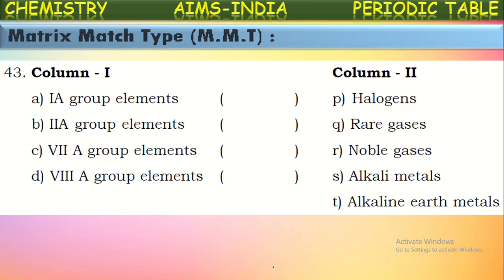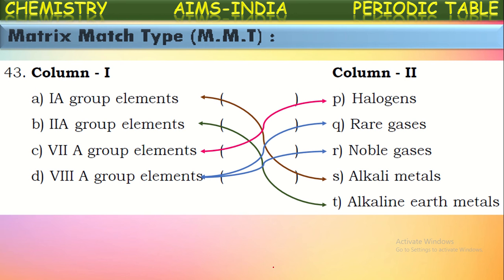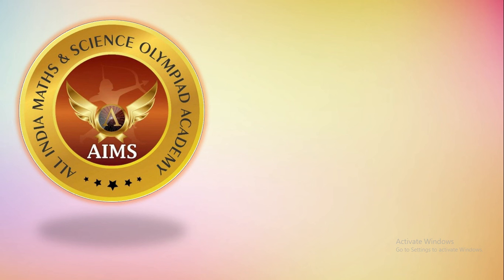Now try to match these properly. Check this once. First group elements, alkali metals; second group, alkaline earth metals; seventh A group, halogens; eighth A group, rare gases or noble gases. Okay, this is about matching. This is a practice sheet related to the periodic table.